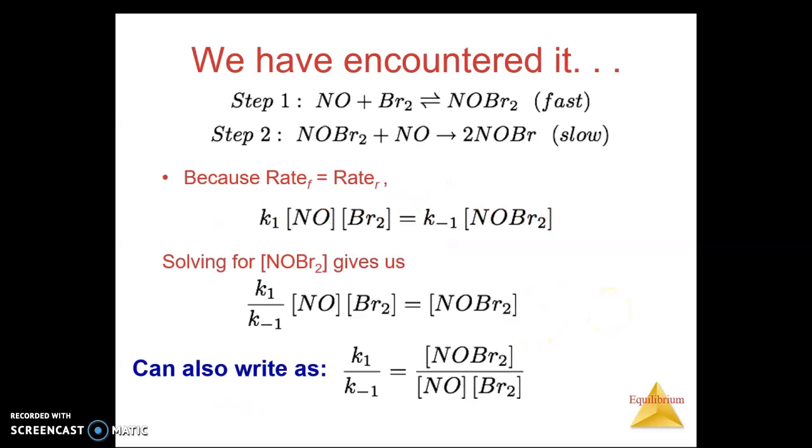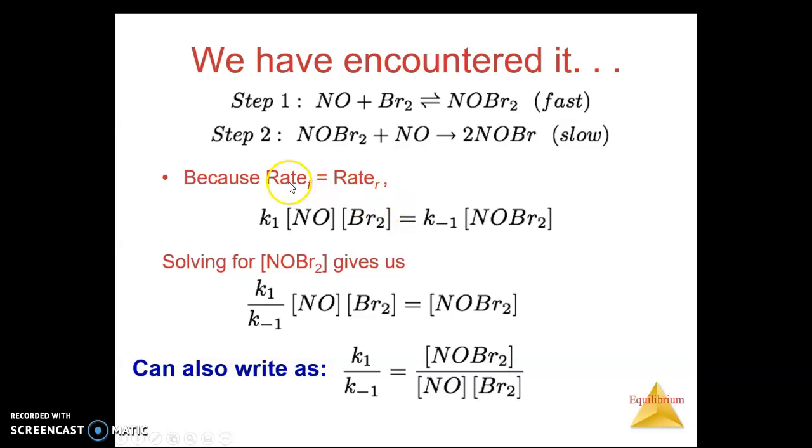We've encountered it in the last unit when we were talking about reaction mechanisms. We saw that NO reacts with Br2 as step 1 and sets up an equilibrium to form what I call NOBr2. And the NOBr2 can fall apart into NO and Br2. That equilibrium sets up quickly, and it sets up step 2, which produces 2NOBr.